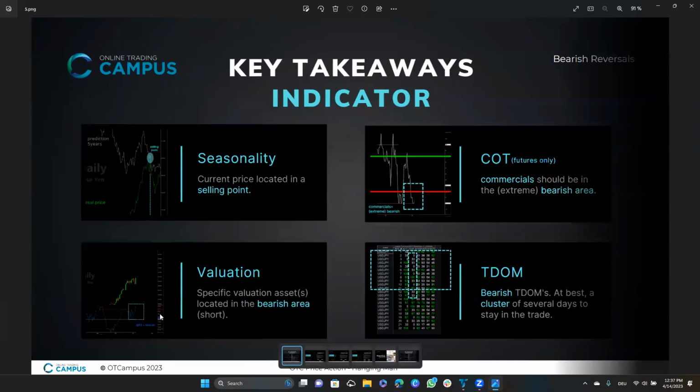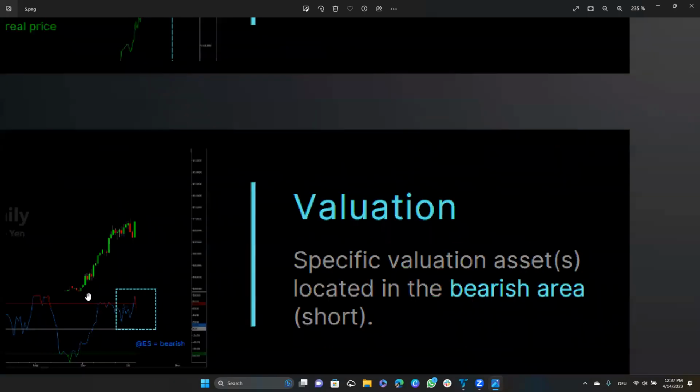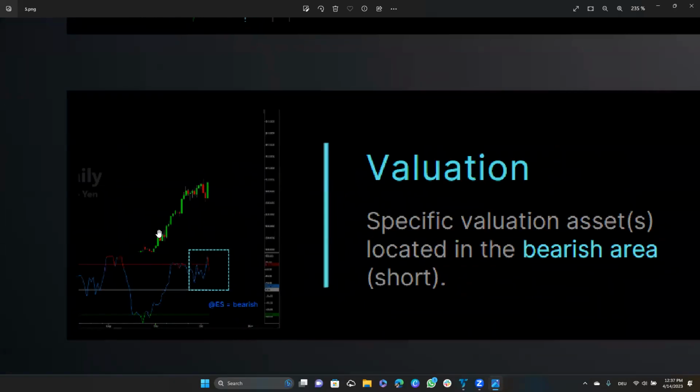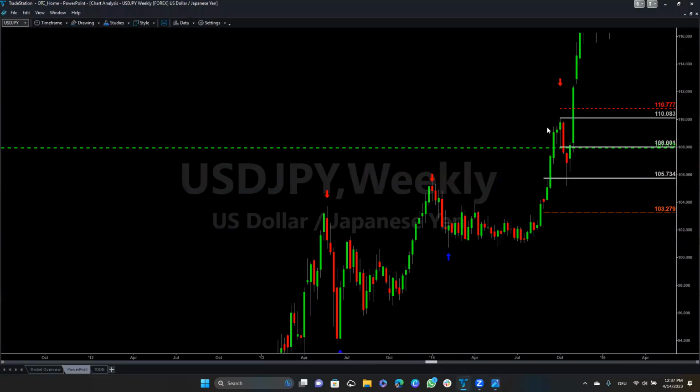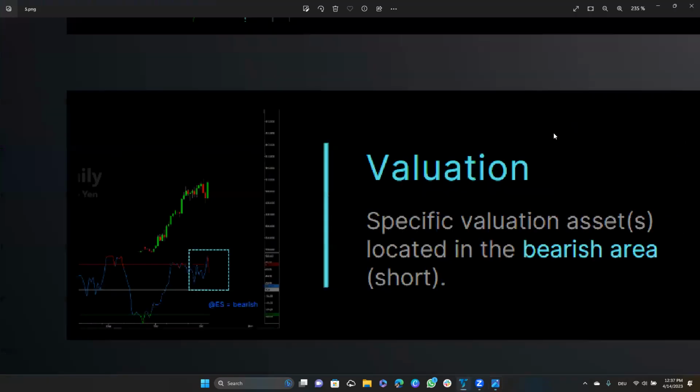Let's check also the valuation for this one. And look at this. Let me summarize. We are in an uptrend. We created a hanging man in the higher high area. Short below. Seasonality is a selling point, right? Perfect trade, no-brainer trade right now.